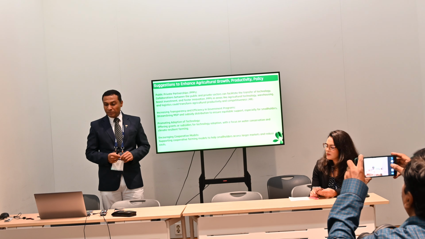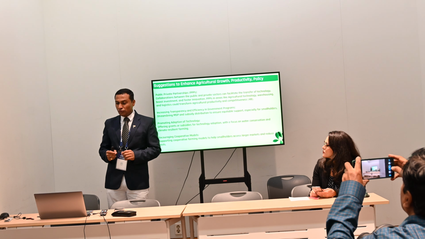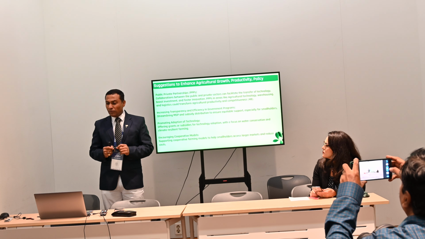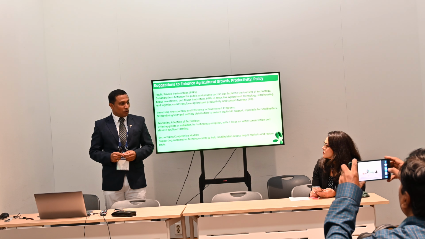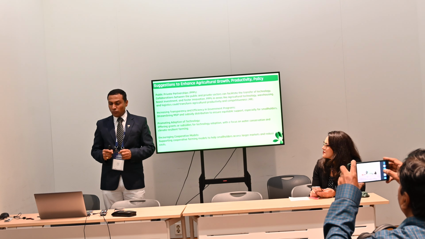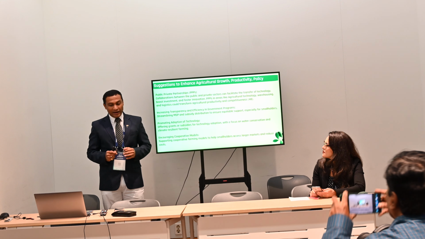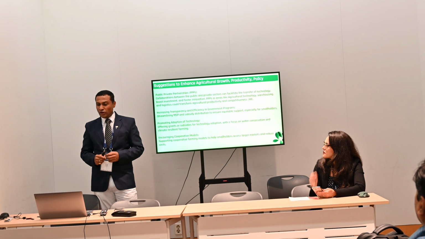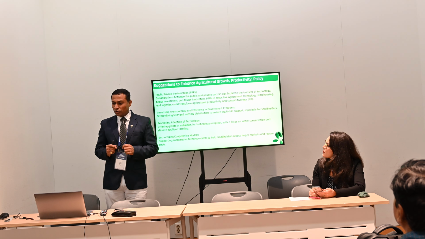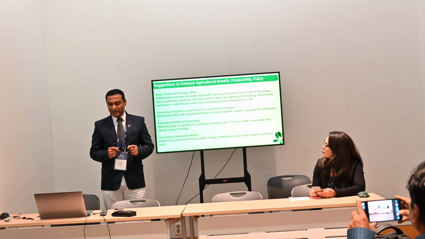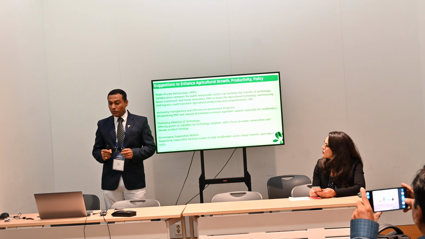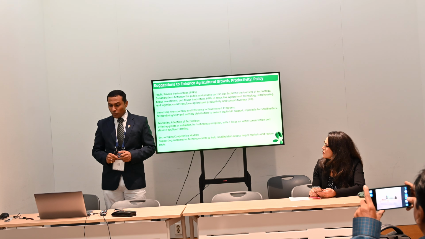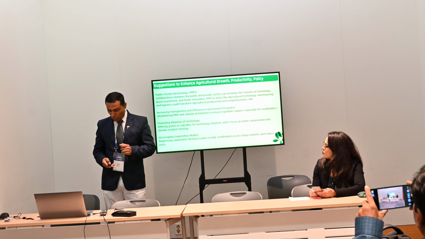Streamlining the MSP and subsidy distribution to ensure equitable support, especially for smallholders. Promoting adoption of technology, offering grants and subsidies for technology adoption with a focus on water conservation and climate resilient farming. Encouraging cooperative models, supporting cooperative farming models to help smallholders access large markets and reduce cost.